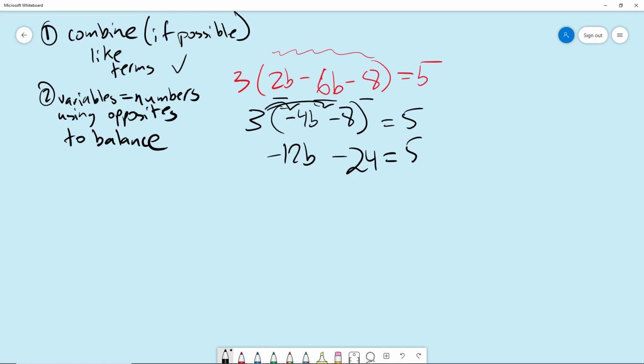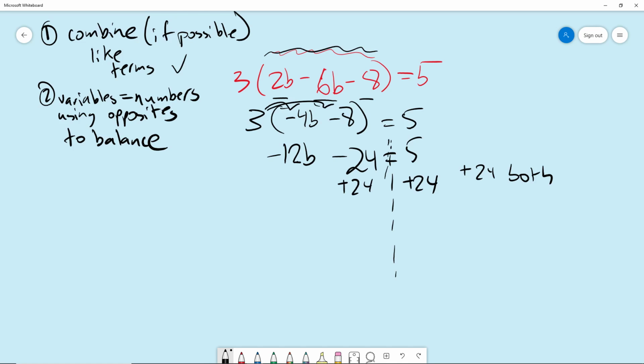Now that I've simplified the left, I could start thinking about this as an equation. Before, the 5 didn't even really matter. I had to make sure everything was right first on this left side that had all this junk that I needed to fix. Now that I've kind of fixed it all out, I've got my b kind of by itself, but I want to get rid of this 24 now by doing opposite. So I'm going to do plus 24 to both sides.